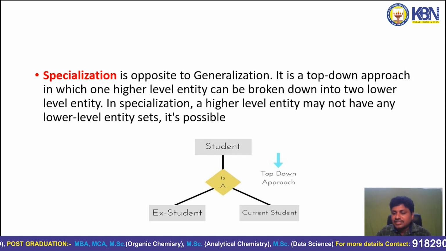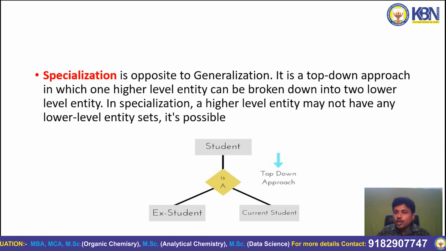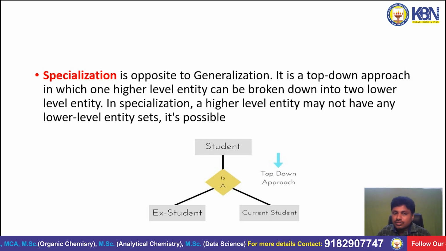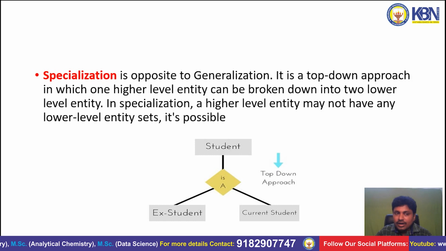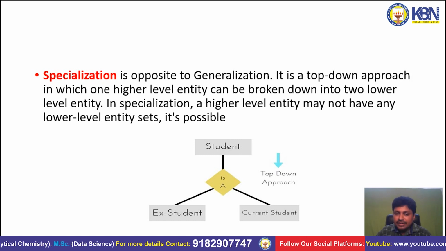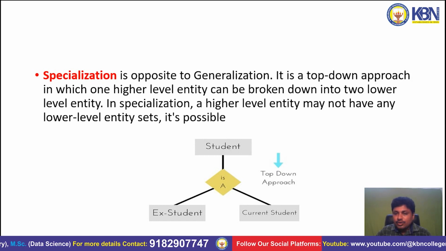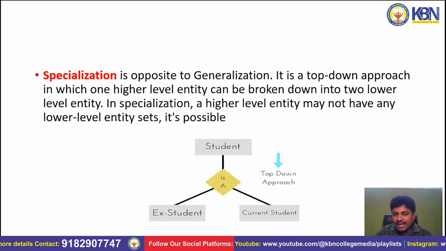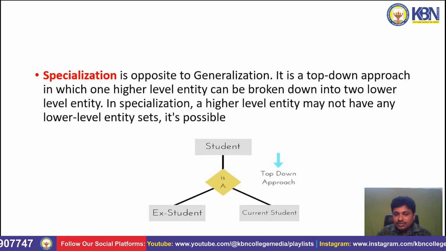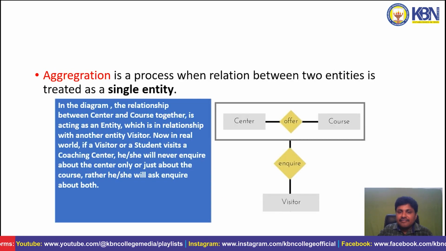At the same time, we go to the next one, specialization. Specialization is the opposite of generalization. It is a top-down approach in which one higher level entity is broken into two lower level entities. Suppose student has two entities: ex-student and current student. Student is the main entity, and ex-student and current student are the top-down breakdown. So they are the specialization.